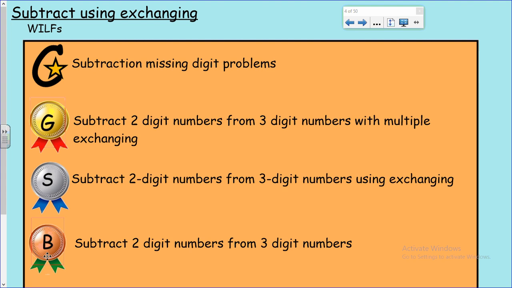So if you're going for bronze today, you will be subtracting a 2-digit number from a 3-digit number with no exchanging, okay? But if you go on to silver, you're going to subtract a 2-digit number from a 3-digit number with exchanging. Gold, you're going to do that, but you will have multiple exchanges. So there won't just be one, there will be two, okay, which makes it slightly trickier. And then if you finish gold, you go on to challenge, which will be missing digit problems, but only go on to challenge afterwards. I need everybody to start on either bronze, silver, or gold today so that they've got this formal method in their book.